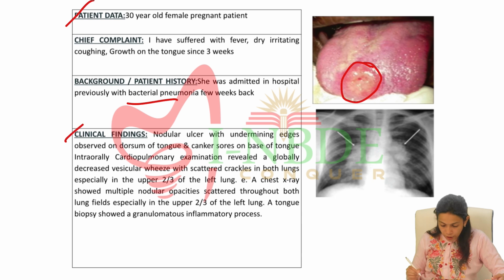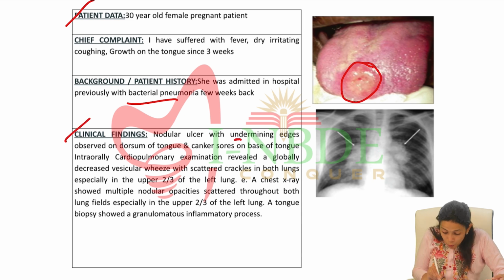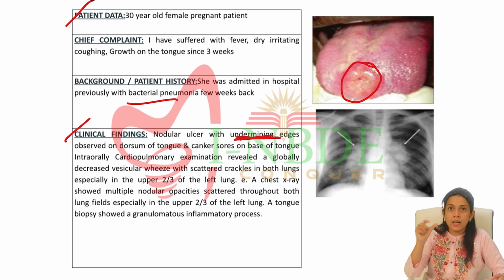Now coming to the clinical findings. So there is a nodular ulcer with undermining edges. So this is a key point. Always focus on the key points given. So there is an ulcer with undermining edges. So that is a key point. And on the dorsum of the tongue, canker sores were there intraorally.